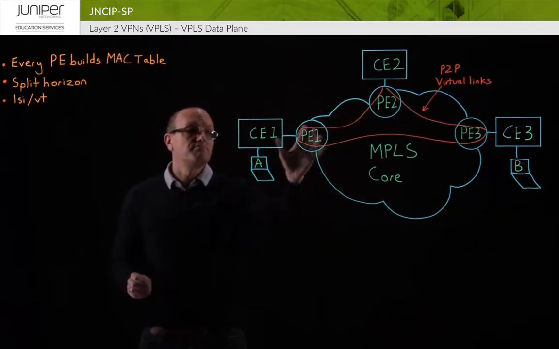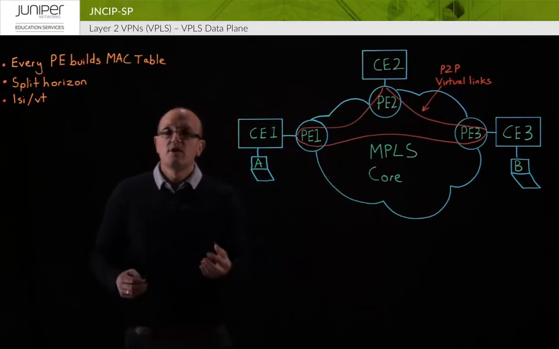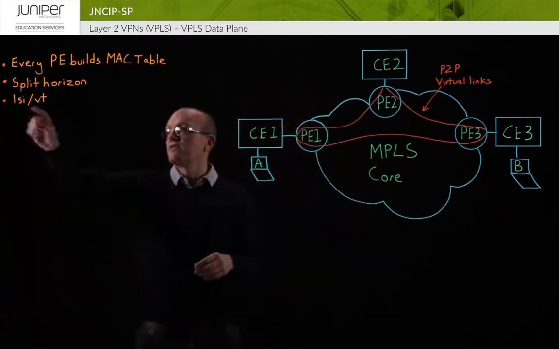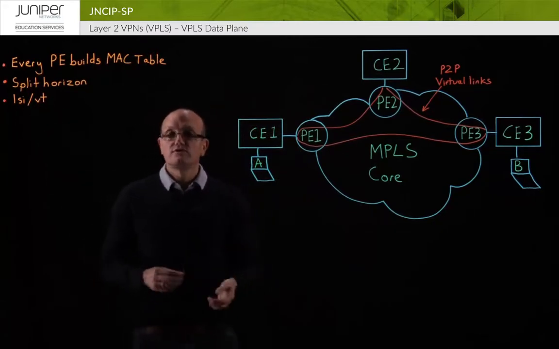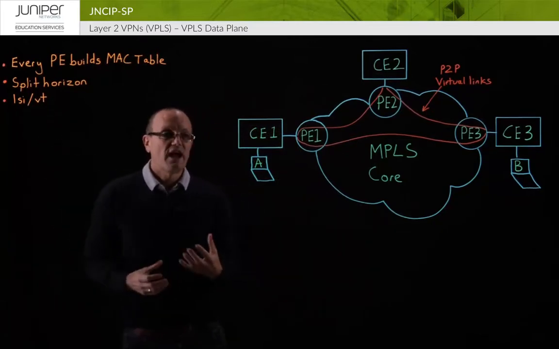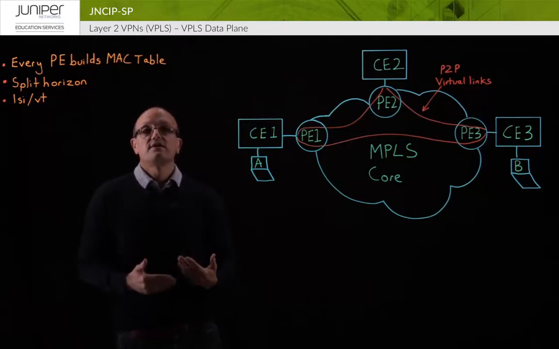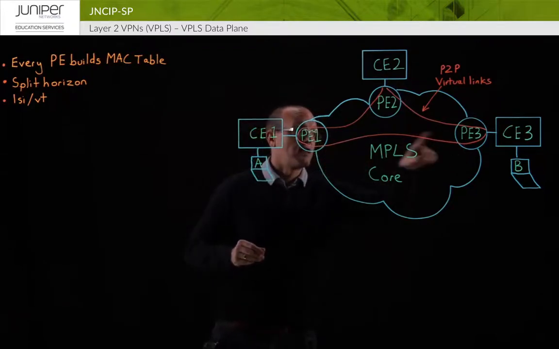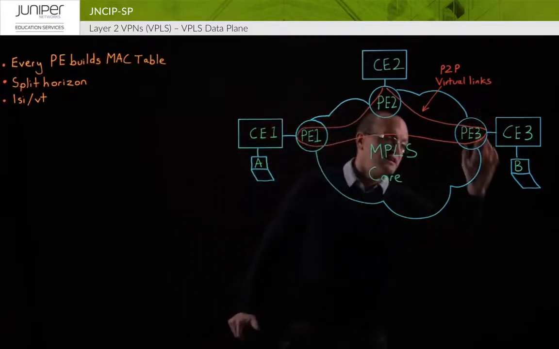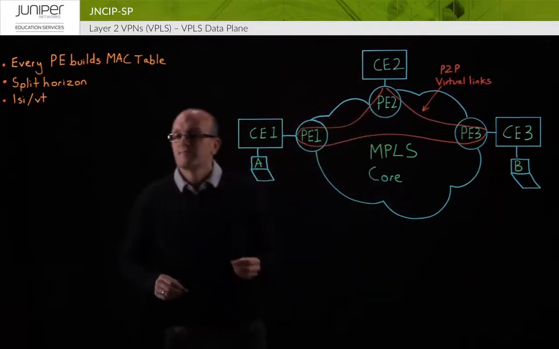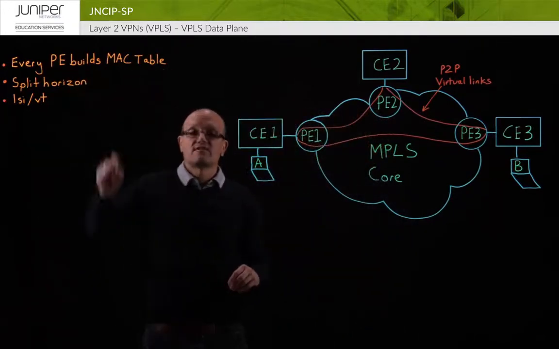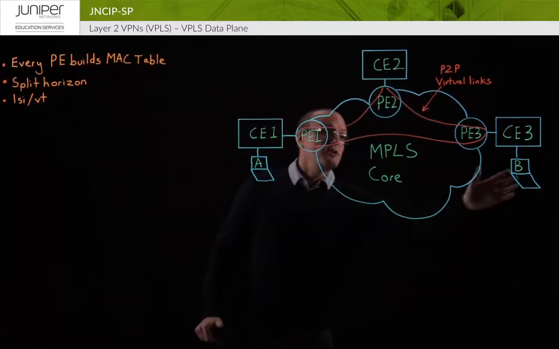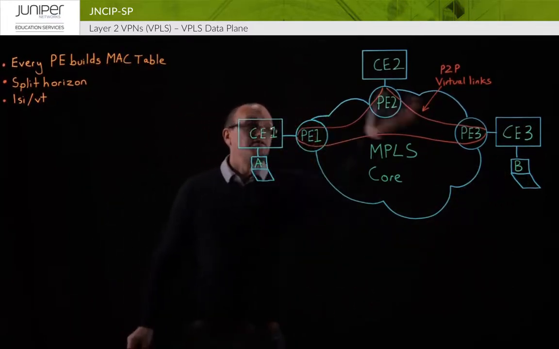And when we're performing this binding from the core side, we associate that MAC address B with the particular logical tunnel interface that's associated with the MPLS label that's associated with the virtual link connecting to the PE that has the remote host on it. And so this allows us to build our MAC address table, which allows us to unicast forward frames between hosts that are connected to our VPLS domain.